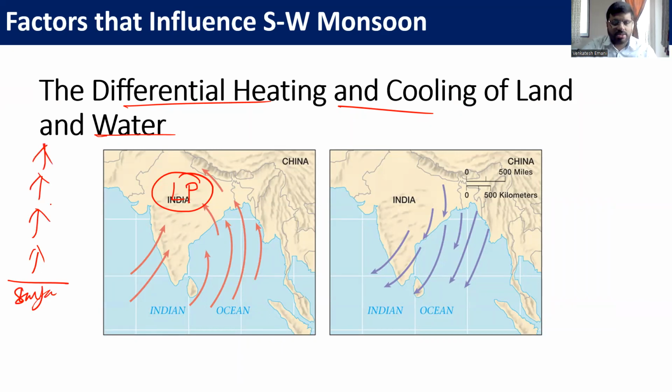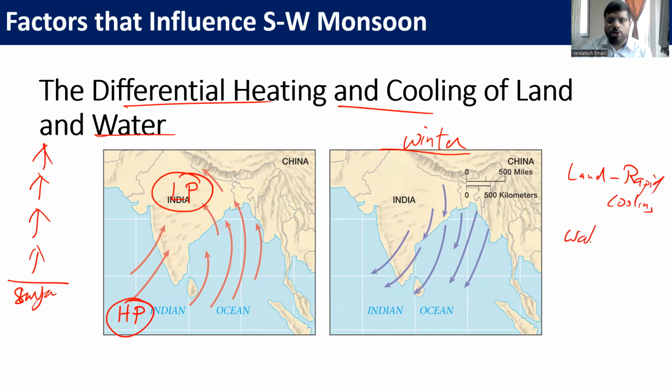Now, as the air rises, what happens? There will be a low pressure area. When compared with the land, the ocean will not be heating to that extent. The ocean is known for slow heating and slow cooling. So it is slow heating relatively when compared with the land, and therefore this is a high pressure. Winds move from high pressure to low pressure. Similarly, in winter, we all know land is rapidly cooling and water is slow cooling.